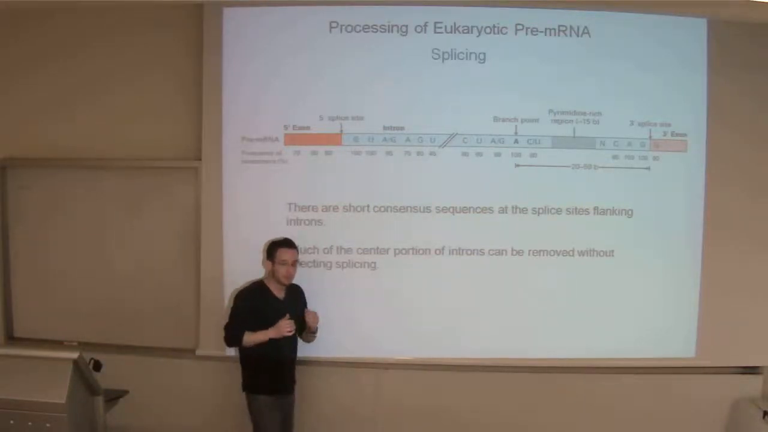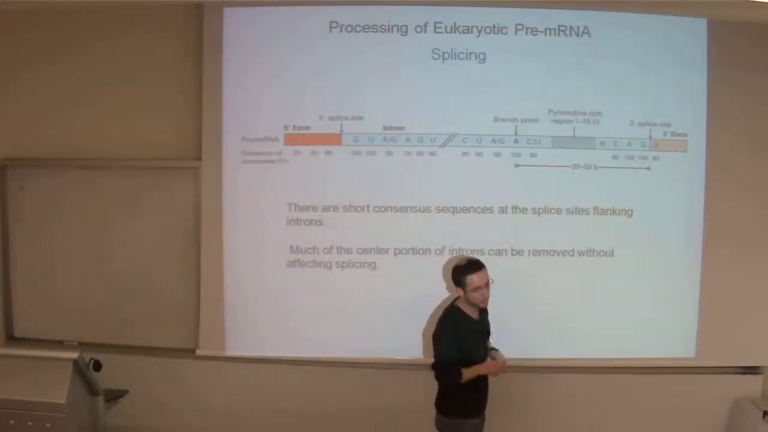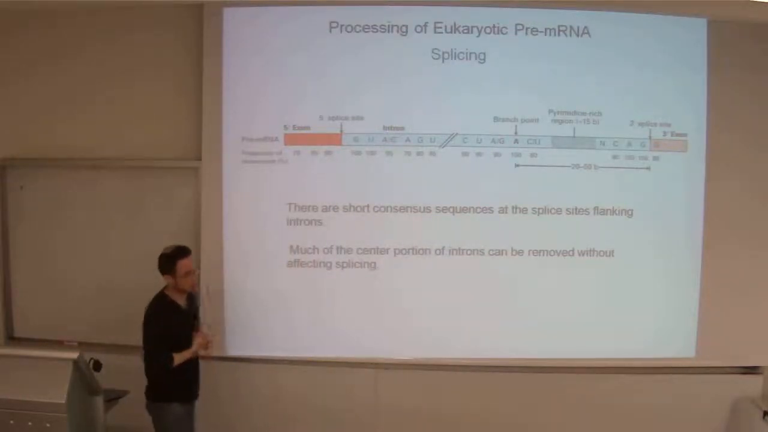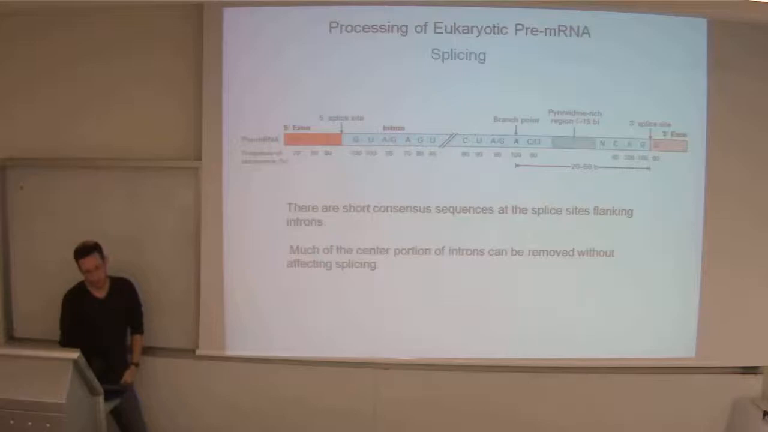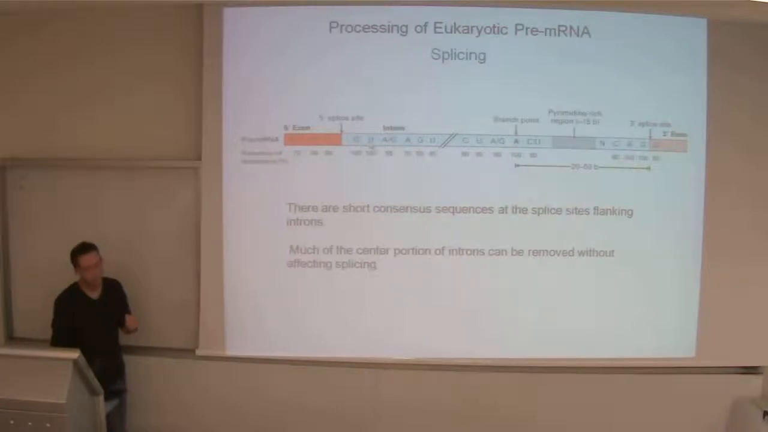But if we do the same thing for lots of genes, and then align everything on the exon-intron junction, several consensus sequences, although quite degenerate, will pop up. So what are these consensus sequences? For instance, in the exon-intron junction, which is also defined as the 5' splice site, you have a G and a U in this order in 100% occurrence. So this is a strong consensus sequence.